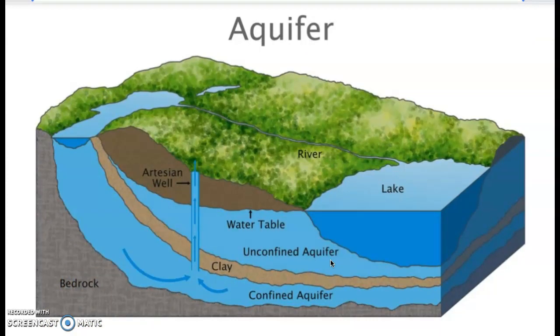In this picture, this is an example of the aquifers that are underneath the Earth's surface. And you can see the confined aquifer, which is the deepest one. And then you've got that layer of clay. And then an unconfined aquifer, which is the one closest to the water table. And you can see that the body of water in the aquifer runs to the larger body of water. In this case, it's the lake.